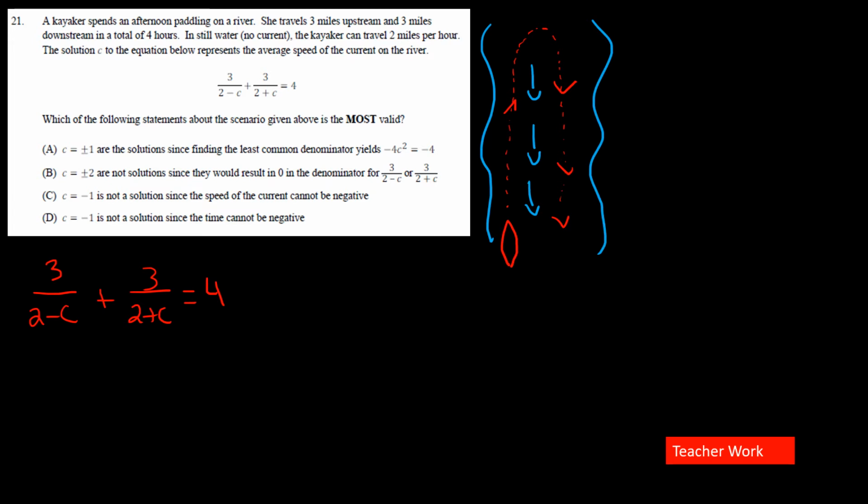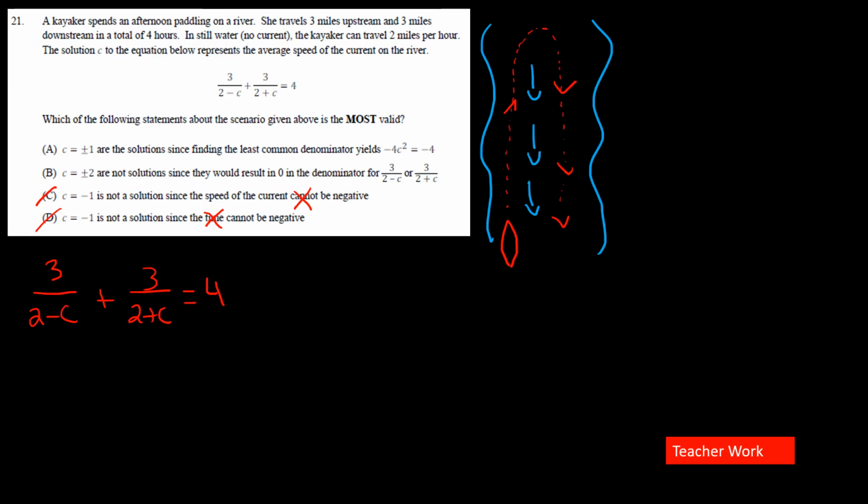B says c equals plus or minus 2 are not solutions since they would result in a 0 in the denominator for 3 over 2 minus c or 3 over 2 plus c. That's a possibility. C says c equals negative 1 is not a solution since the speed of the current cannot be negative. That is not true. It can be negative, especially if it's pushing against us, so we can eliminate that. D says c equals negative 1 is not a solution since the time cannot be negative. This c is the current, the speed, so that's no good. So that's incorrect as well. So we've got to test these two.